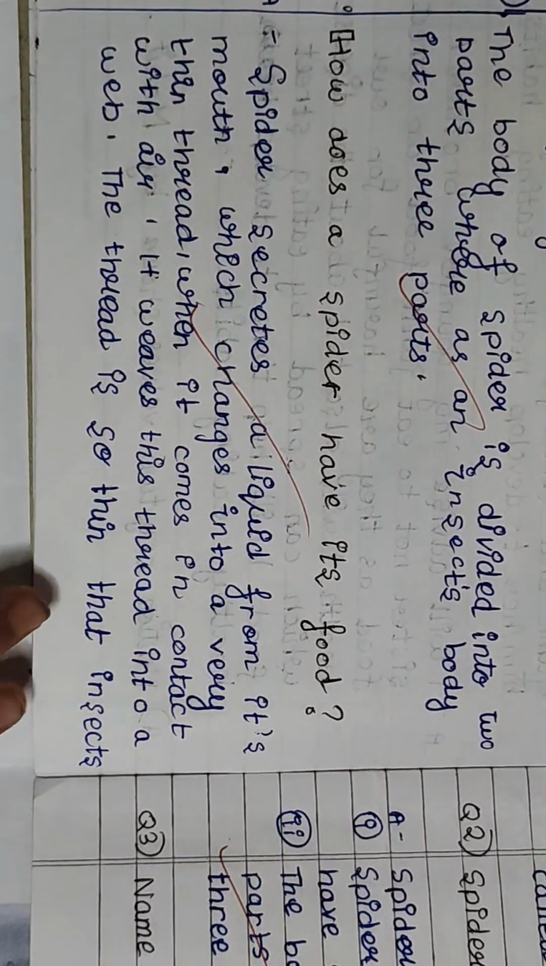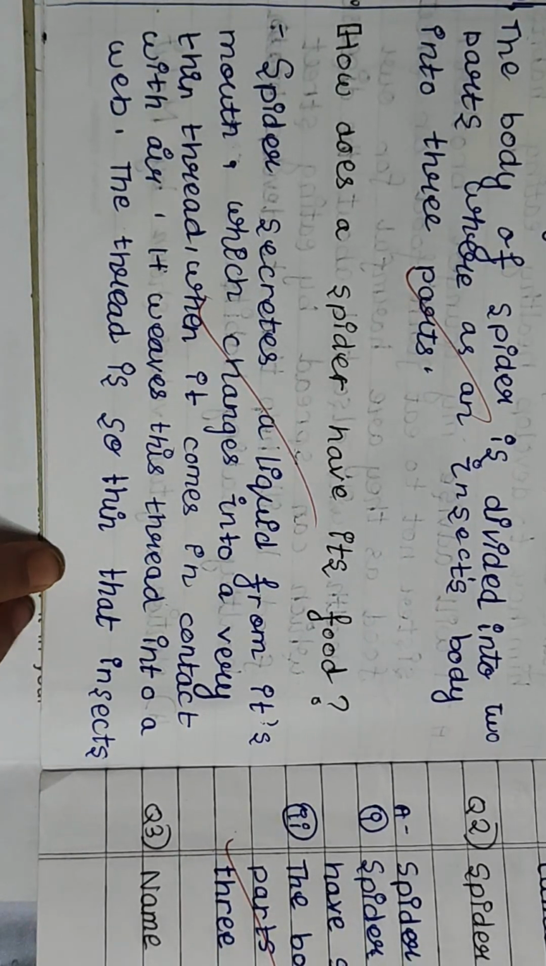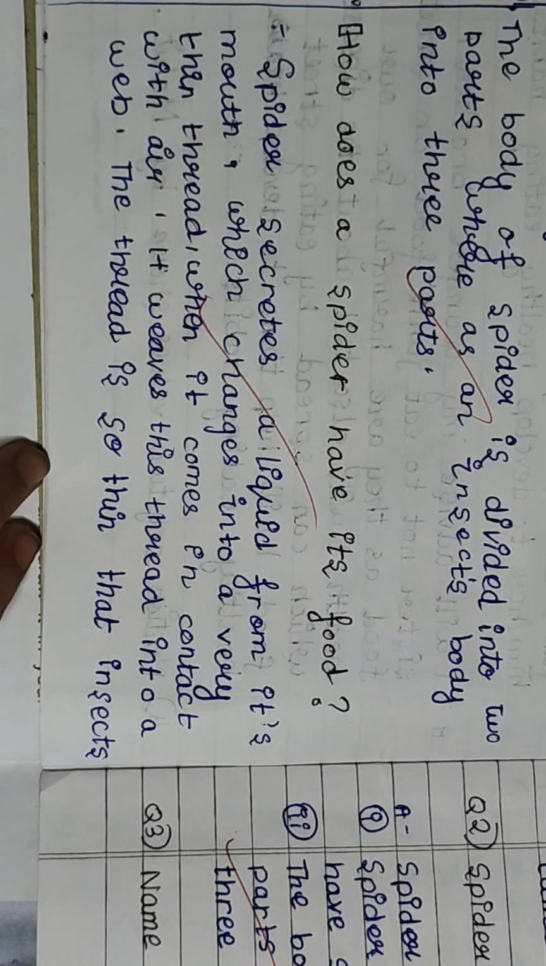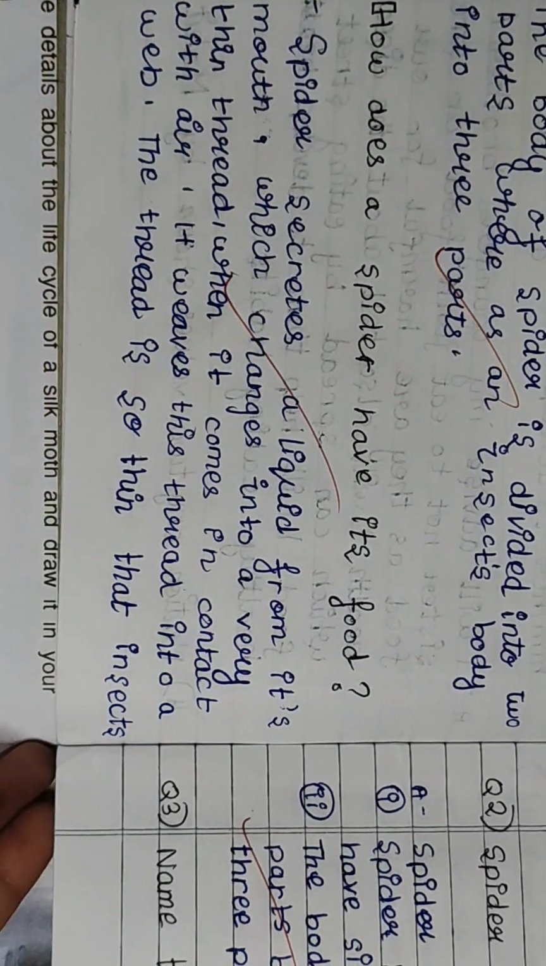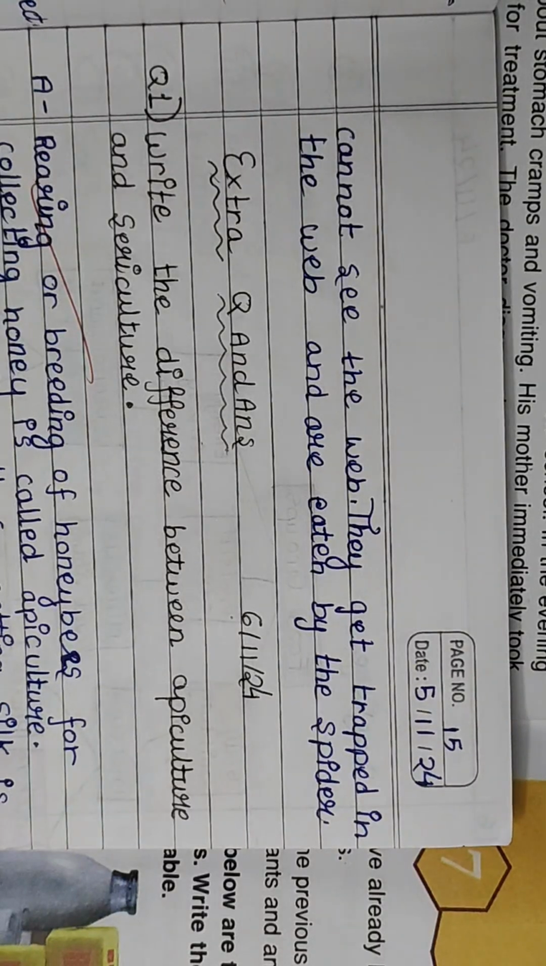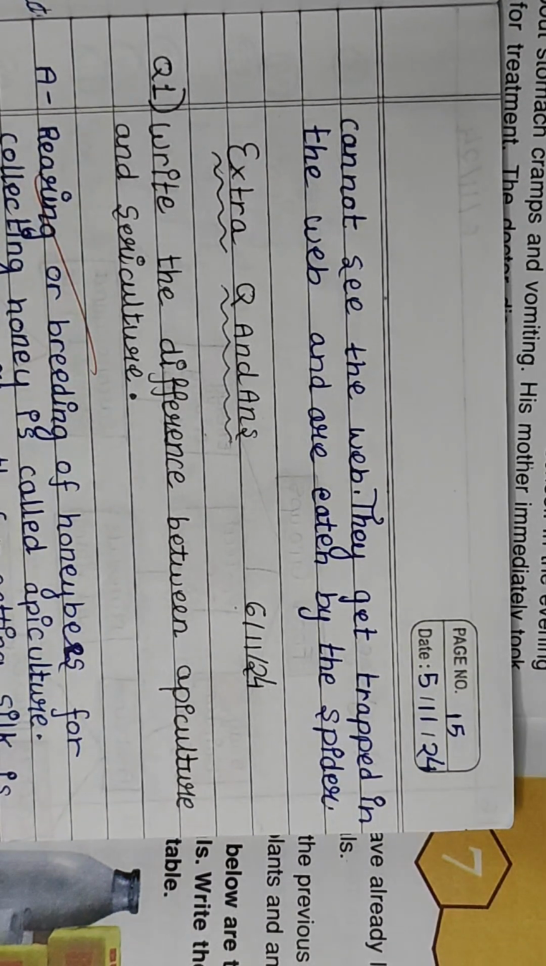How does a spider get its food? Spider secretes a liquid from its mouth which changes into a very thin thread. When it comes in contact with air, it weaves this thread into a web. The thread is so thin that insects cannot see the web. They get trapped in the web and are eaten by the spider.